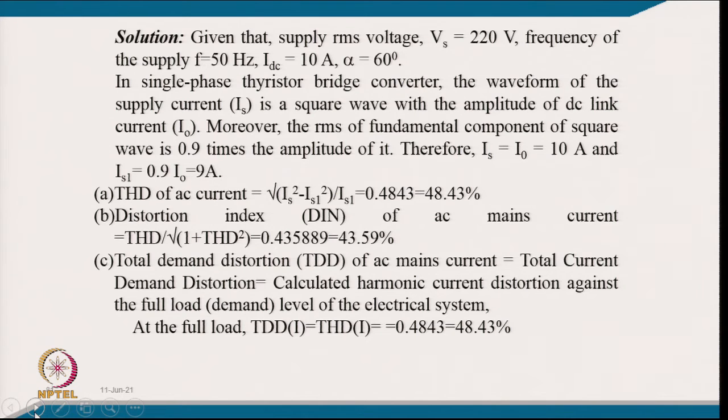So, total harmonic distortion THD of the AC mains current can be found out from the square root of total RMS square minus fundamental RMS square, divided by fundamental RMS, and that comes 0.4843, and that becomes 48.43%. The distortion index of the AC mains current is equal to THD upon the square root of 1 plus THD square. So, if you put the value, then it comes 43.59%, and the total demand distortion of the AC mains current is equal to the total current demand distortion. Calculate the harmonic current distortion against the full load demand level of the electrical data, and that at full load, TDD equal to THD equal to 48.43%.